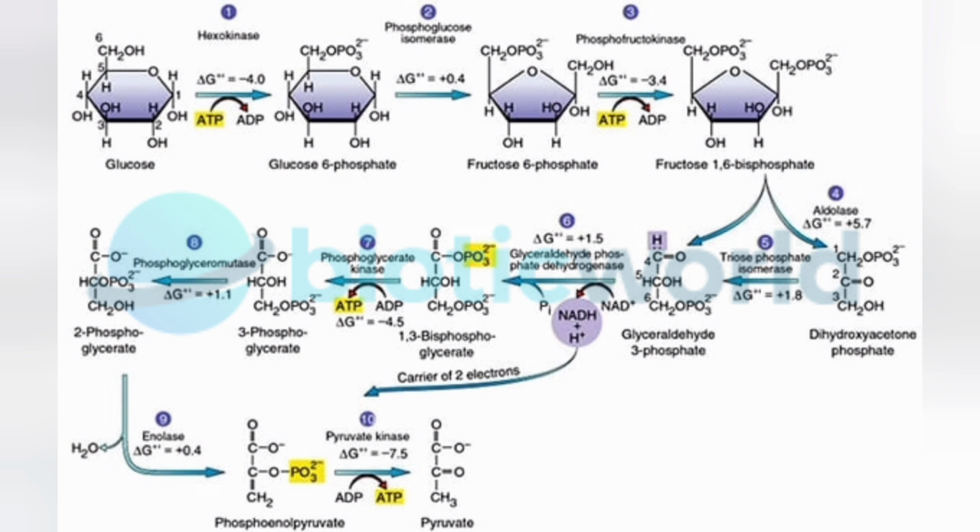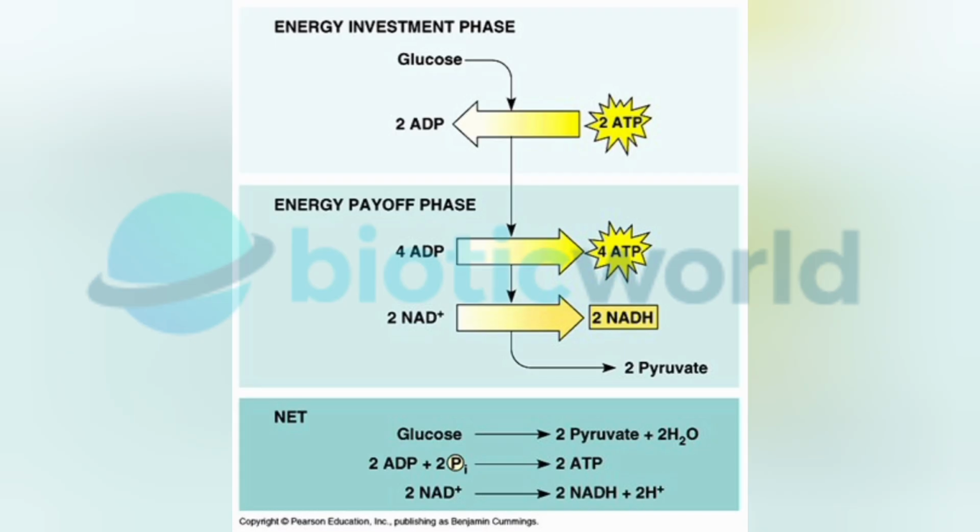Step 3 is the commitment step. The enzyme phosphofructokinase, PFK, uses another ATP to add a second phosphate group, creating fructose 1,6-bisphosphate. This step is irreversible and regulates the entire pathway. Now let's move to the energy payoff phase, where we start generating ATP.